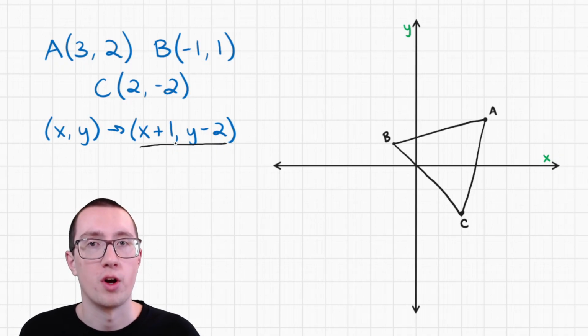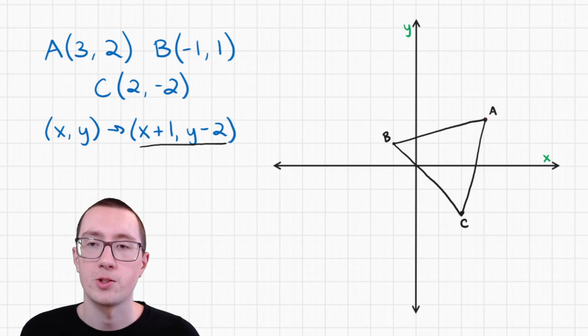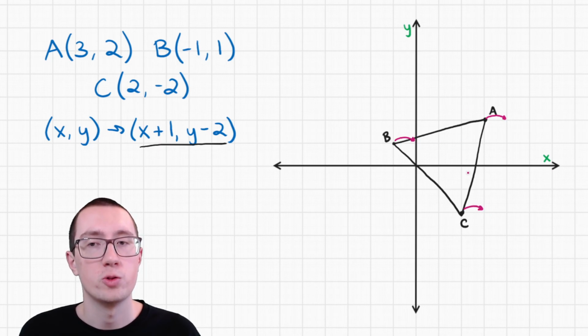So x plus 1, we're adding 1 to x. And remember that x is left and right, and positive numbers go to the right. So if we're adding 1 to x, we're moving everything to the right 1 square. So point A is going to move to the right 1 square, point B is going to move to the right 1 square, and point C is going to move to the right 1 square. But I'm not going to plot those points yet because we also have to do this second translation of y.